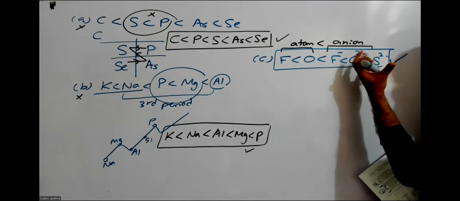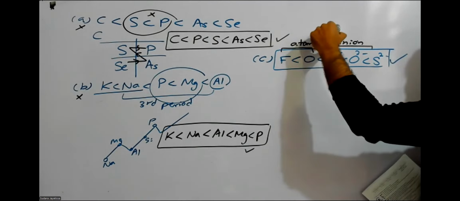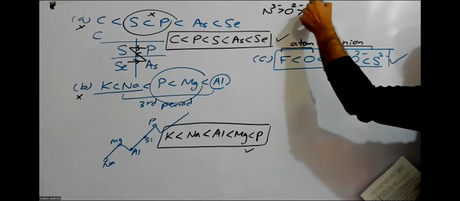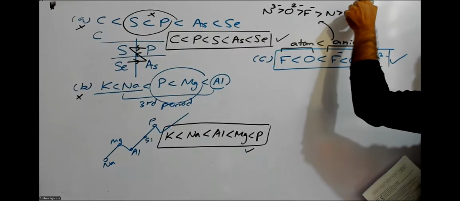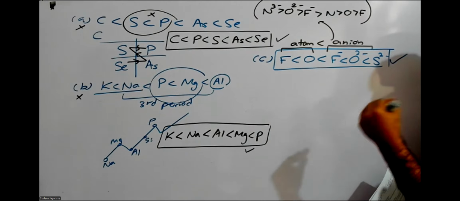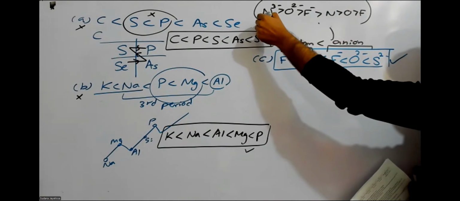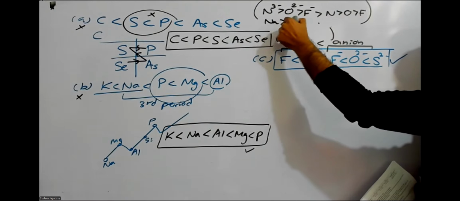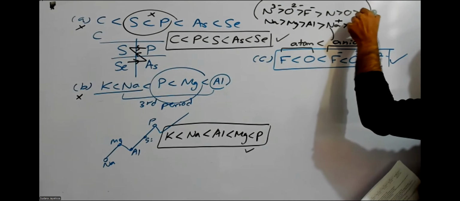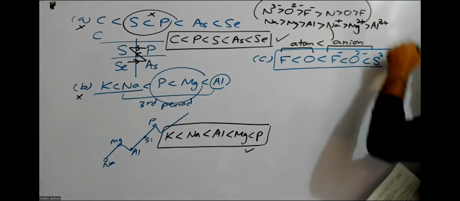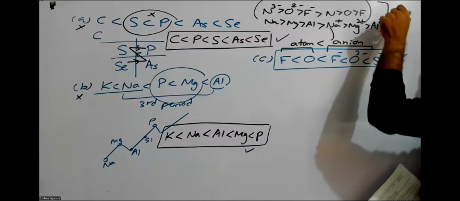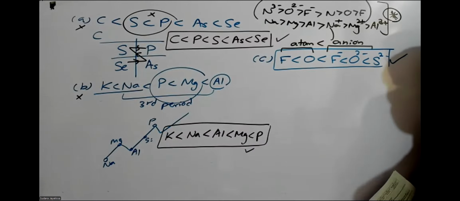Because they have a negative electrical field. Not only for this one, we remember N3 minus, O2 minus, F minus are larger than nitrogen, oxygen, and fluorine. Same thing for the cations too. Cations are smaller than their atoms. That means sodium, magnesium, aluminium will be larger than their respective cations. Remember that theory point is a very special theory point. We must remember it was asked in the 2020 A-level paper.